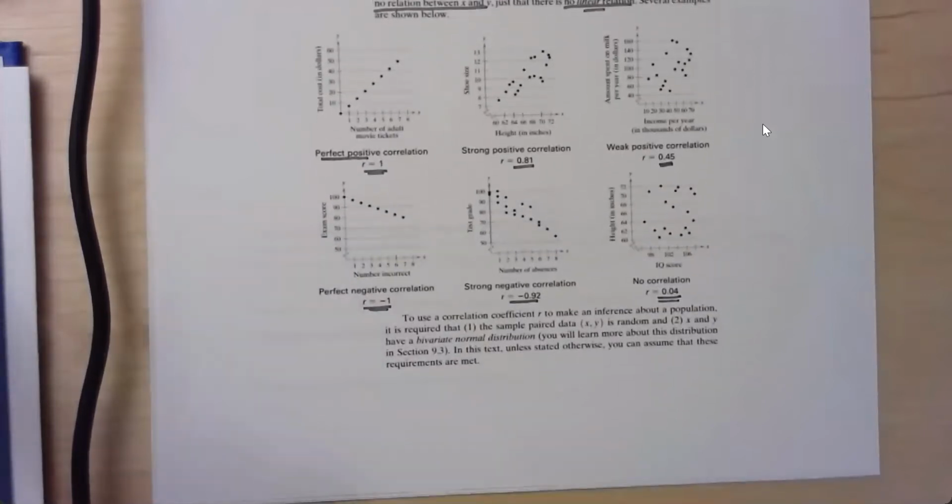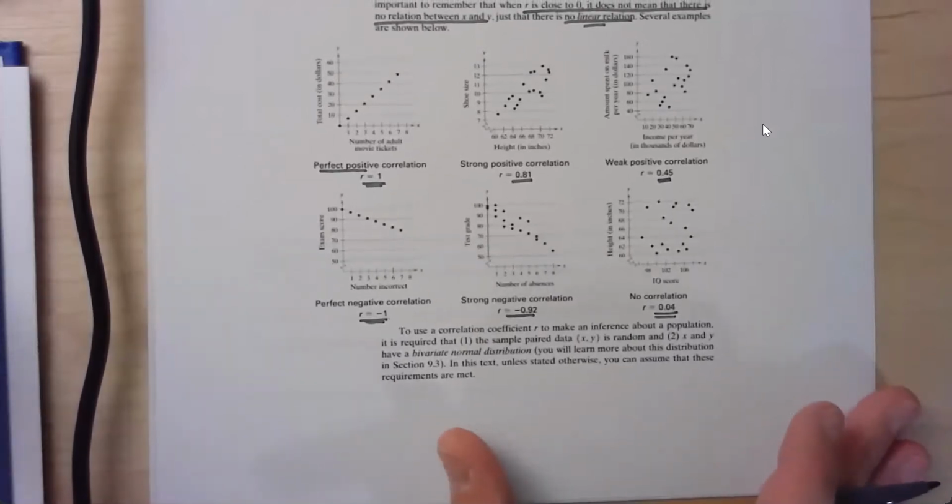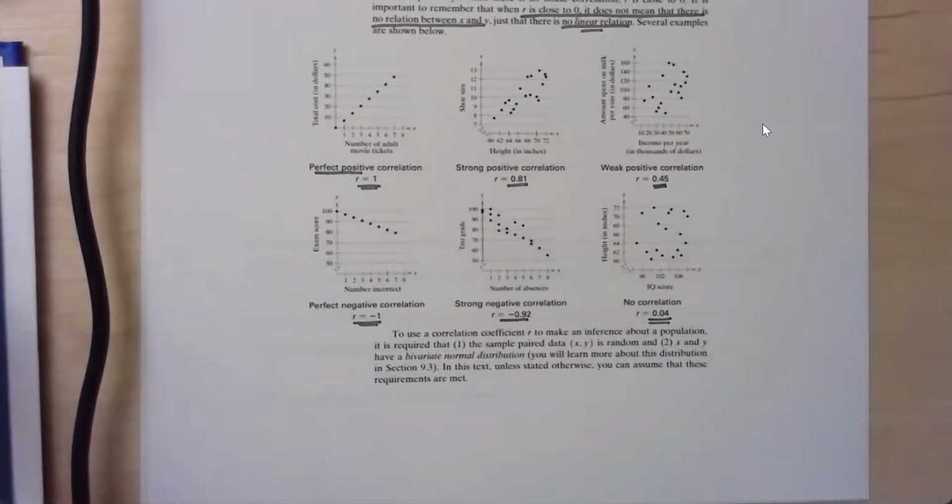Okay. Now, just one thing to note, to use a correlation coefficient to make an inference about a population, it is required that the sample pair data is random and that x and y have a bivariate normal distribution. Now, we're not going to really worry about that here. We're going to focus on the first two sections of Chapter 9. So for now, you can assume that these requirements are met. But like with a lot of other stuff we've done, just know that there usually are requirement checks before you can proceed with a lot of these problems.